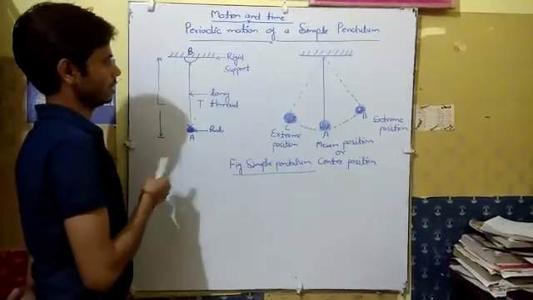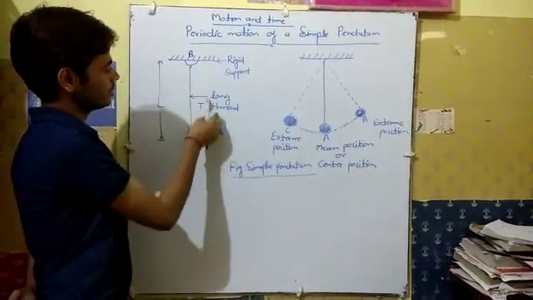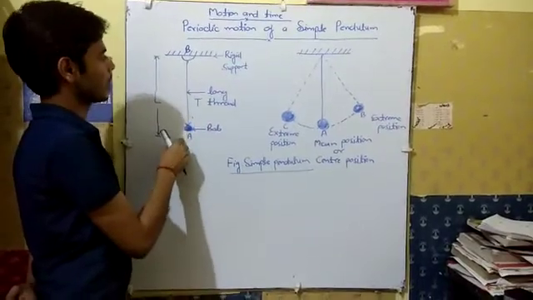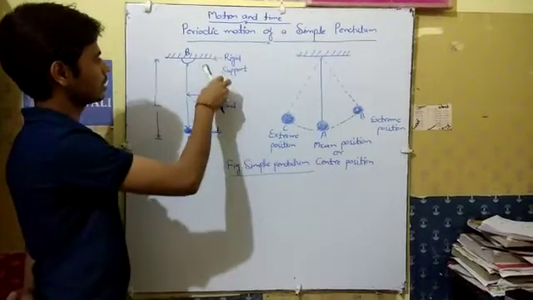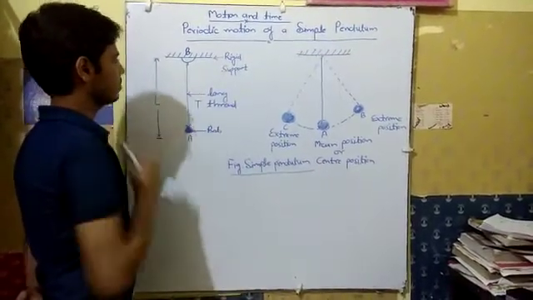We explain again. This is the rigid support, this is the long thread, and this is the metallic bob.